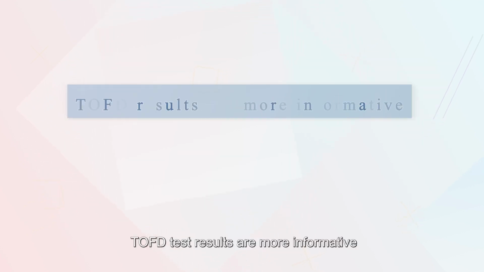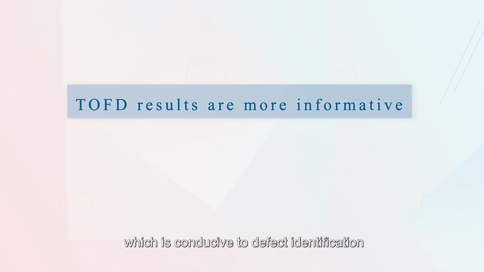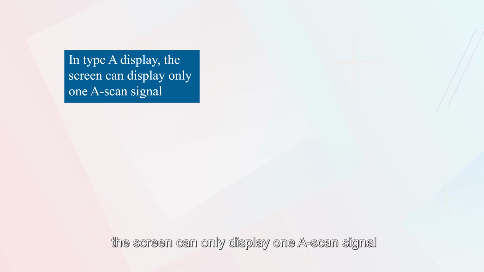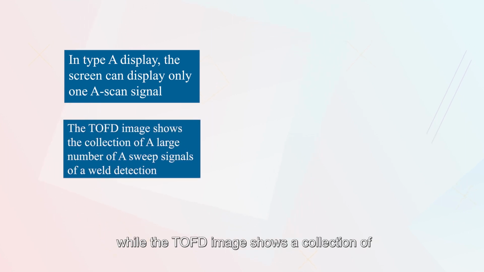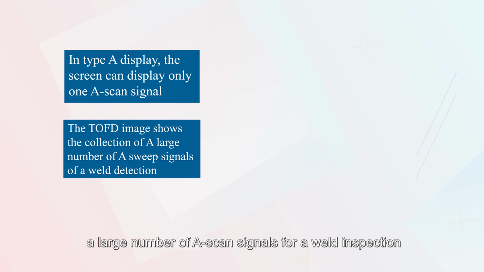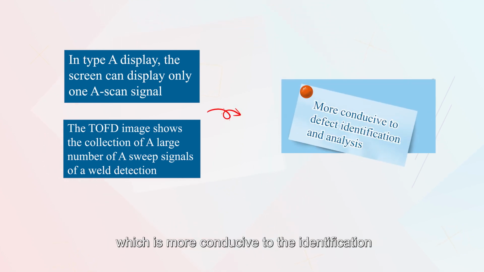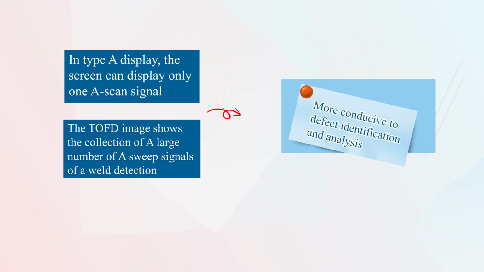4. TOFD test results are more informative, which is conducive to defect identification. In the A-type display, the screen can only display one A-scan signal, while the TOFD image shows a collection of a large number of A-scan signals from weld inspection, which is more conducive to the identification and analysis of defects.